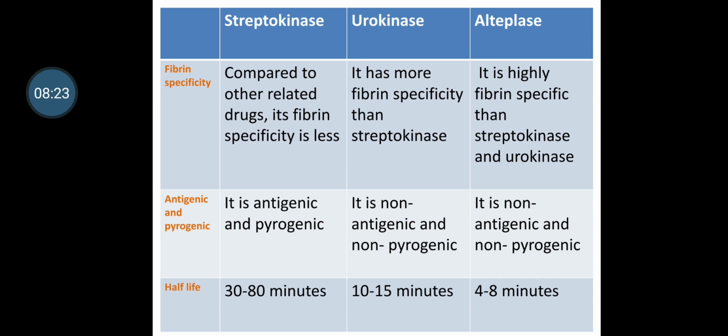The next point we are discussing is half-life. Streptokinase shows 30 to 80 minutes half-life. Then urokinase shows 10 to 15 minutes half-life. Then Altiplase shows a very short half-life, that is 4 to 8 minutes. So this is regarding their half-life. Half-life gives an indication about the duration of action. So streptokinase has the longest half-life, urokinase is in between, and Altiplase shows the least half-life.